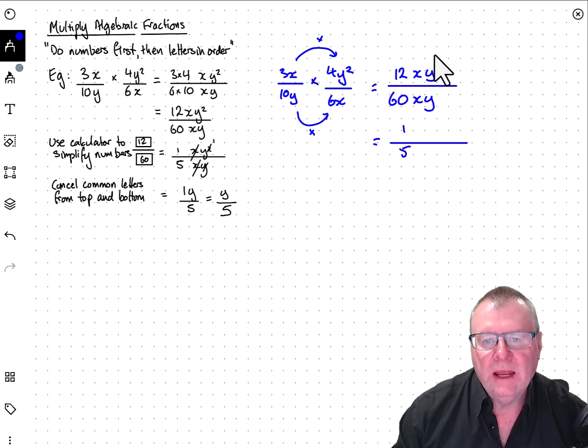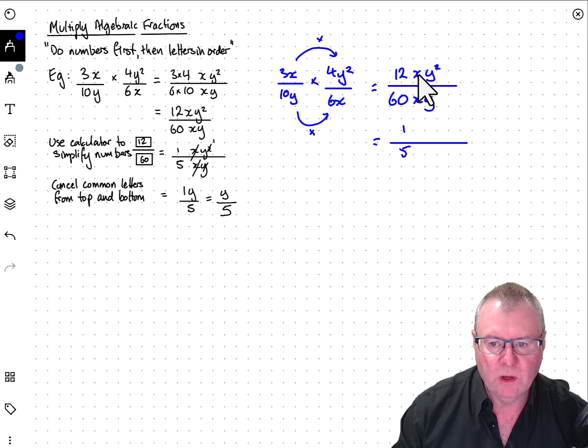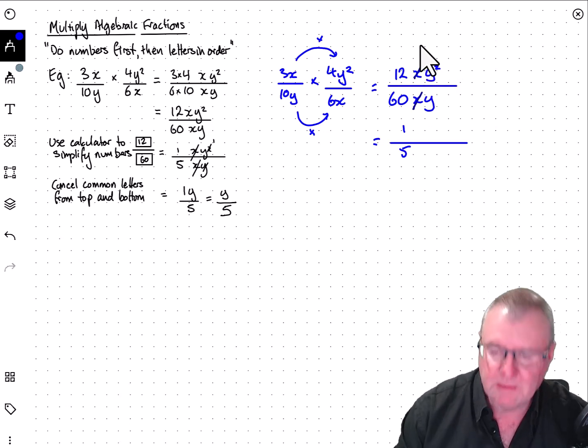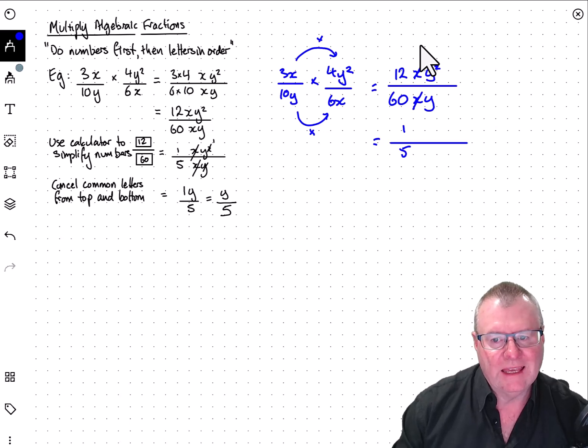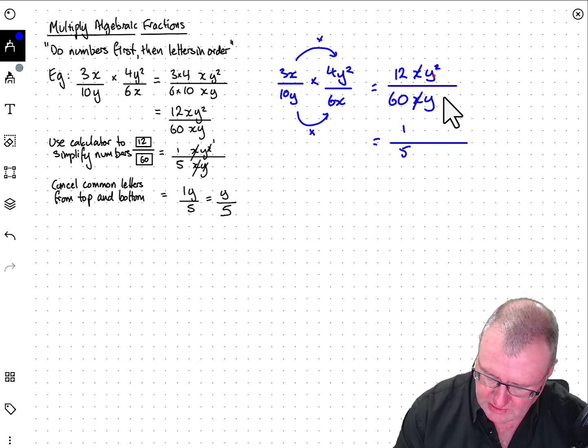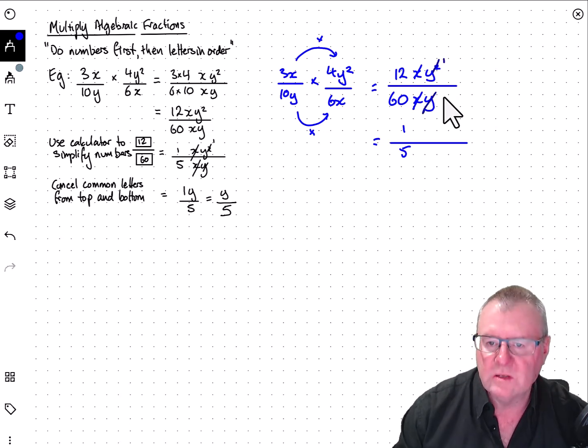On the top, I'm looking for any letters that are the same on the top and bottom that I can cancel out. Well, I can see these X's are the same on the top and the bottom. So if the same letter is on the top and the bottom, it can cancel itself out. I've got a Y squared on the top and a Y on the bottom. So what I'm going to do is cancel one Y from the bottom, and take one of these Y's away.